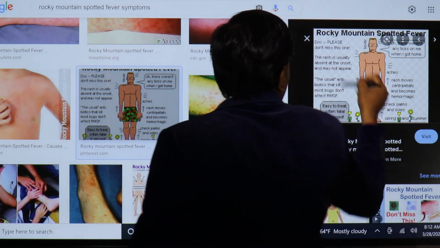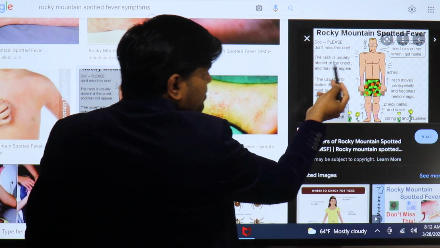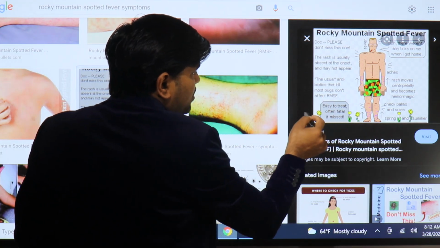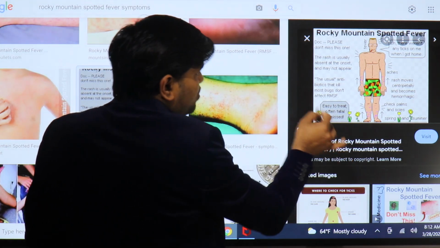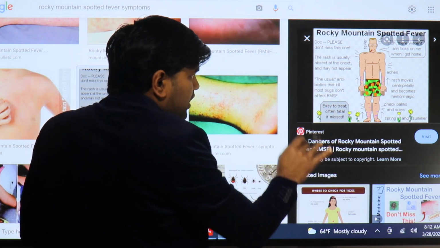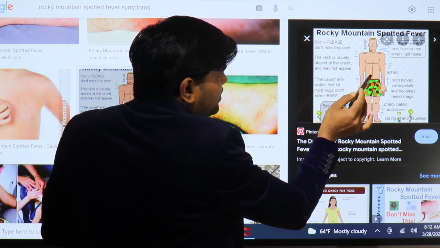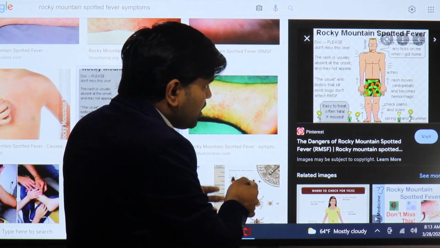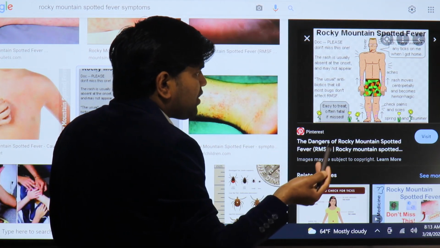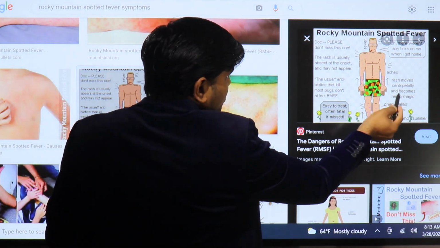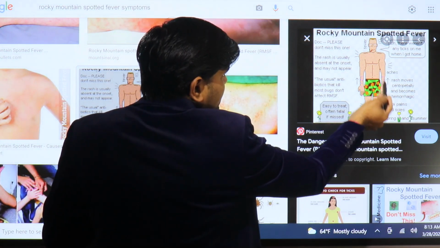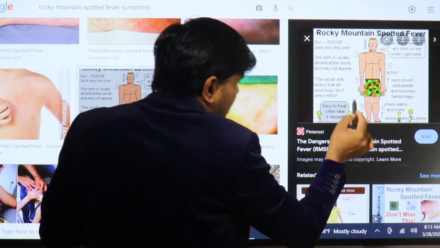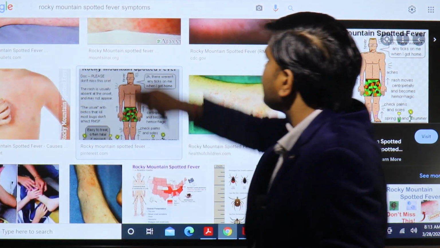So talking about Rocky Mountain spotted fever, please don't miss this. The rash is usually absent at the onset and may not appear. The usual antibiotics that kill most bugs don't affect Rocky Mountain spotted fever. So you need doxycycline; others will not cure this disease. People actually got a tick bite, but the tick will be lost most of the time, so you cannot find the tick. The rash moves centripetally and becomes hemorrhagic. They start from the ankle and wrist and then spread to the trunk, palm and sole. So these are the diseases that mainly have rashes on the palm and sole as well.